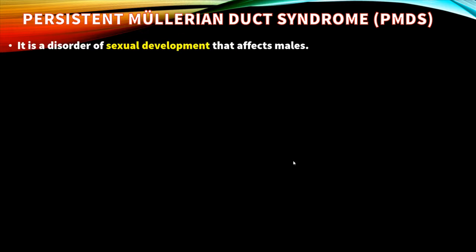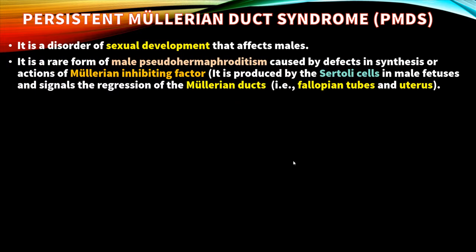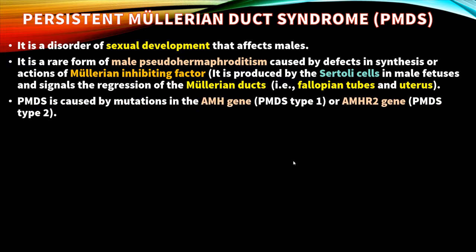Persistent Mullerian duct syndrome is a disorder of sexual development that affects males. It is a rare form of male pseudohermaphroditism caused by defects in synthesis or actions of Mullerian inhibiting factor. It is produced by the Sertoli cells in male fetuses and signals the regression of the Mullerian ducts, that is, fallopian tubes and uterus. PMDS is caused by mutations in the AMH gene in type 1 or AMHR2 gene in type 2 PMDS. It is inherited in an autosomal recessive manner.